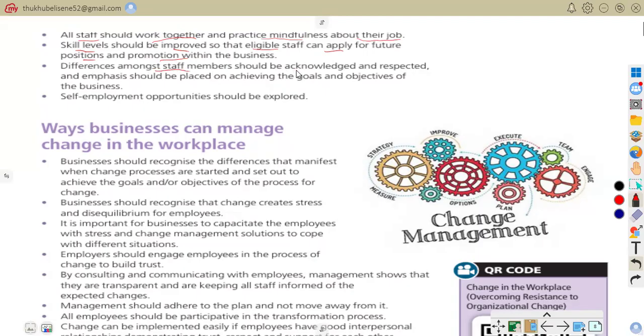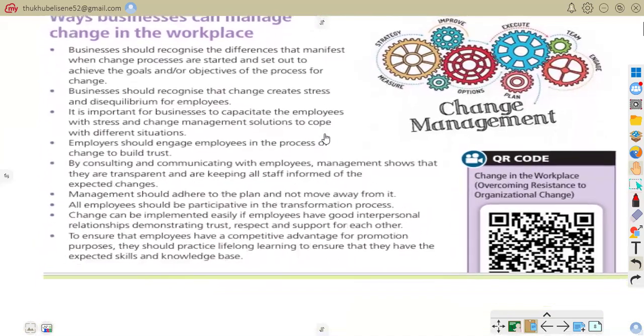Differences among staff members should be acknowledged and respected. And emphasis should be placed on achieving the goals and objectives of the business. So this is where we're talking about respect diversity, accept the differences. That is when you respect diversity, you accept the differences, you respect cultural practices. Self-employment opportunities should be explored. So we are talking about explore self-employment, create own job opportunities. So that is that.